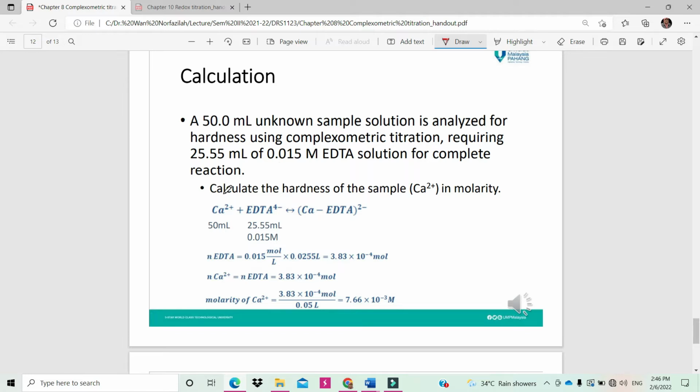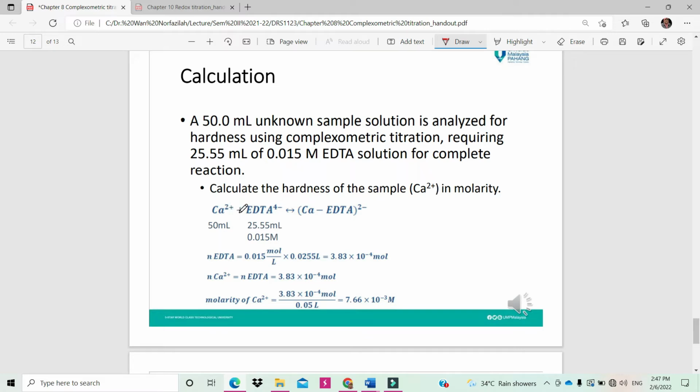So this question asks you to calculate the hardness of the sample in molarity. Means that the concentration of calcium ions. Kalau dikata calculate hardness. Okay. In molarity maksudnya dalam bentuk concentration. Ada juga kita minta you calculate hardness of the sample in gram. Maksudnya mass of the calcium ion.